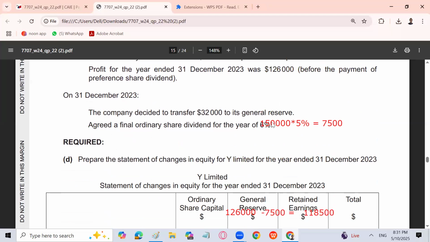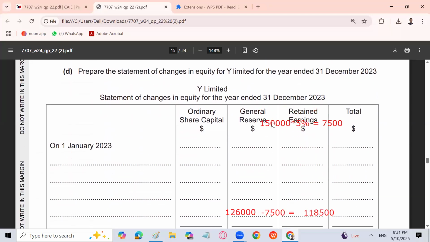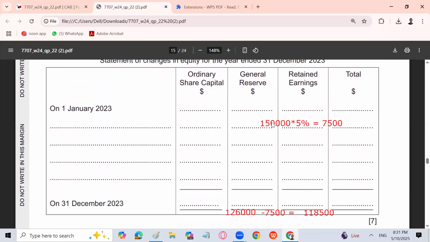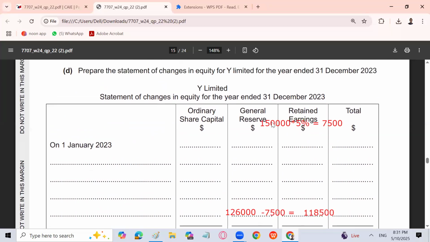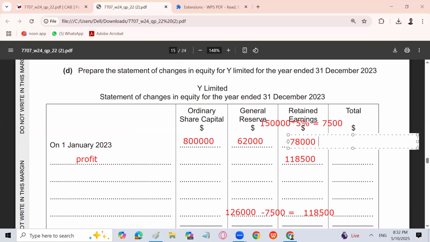I will write profit for the year here, that is retained earnings. Obviously it will come under the heading of retained earnings, under the column of retained earnings. This is 8 lakh. General reserve is 62,000. That's why I'm going to write it again. And the retained earnings is going to be 78,000 and total is 9,40,000.